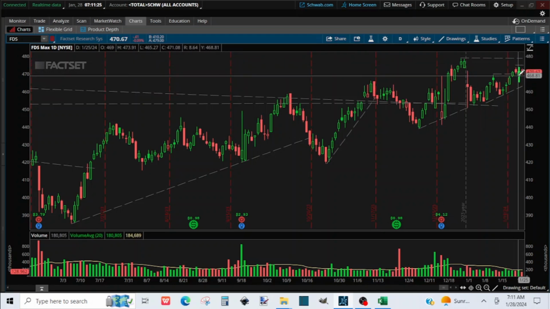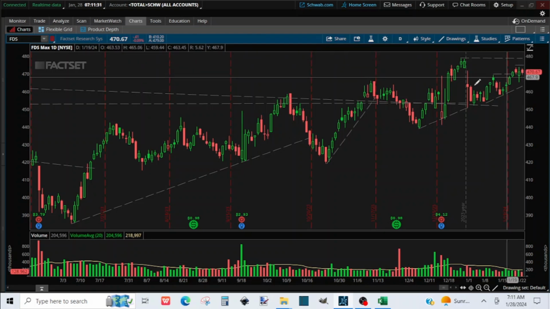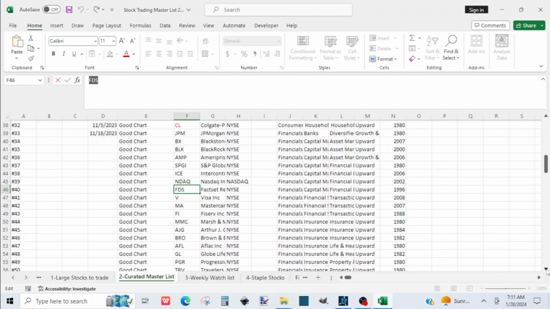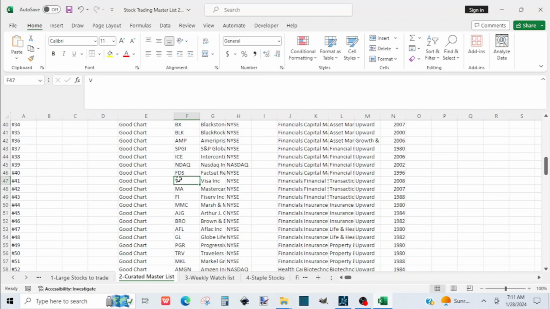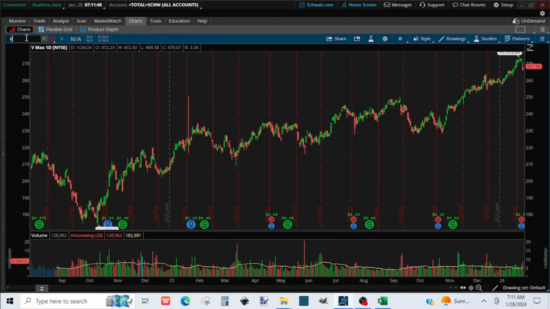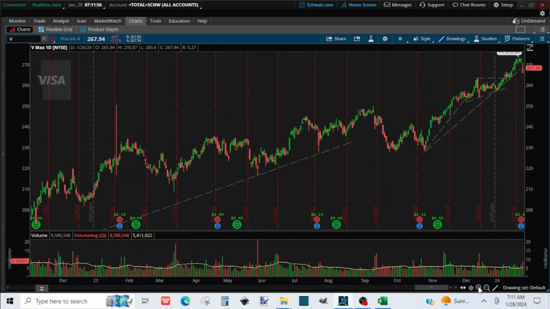So yeah, he is behaving well, but we do have this one that it needs to cross though. We are not going to add it to our list for the week. V, and that's Visa. So we are going to look at Visa.